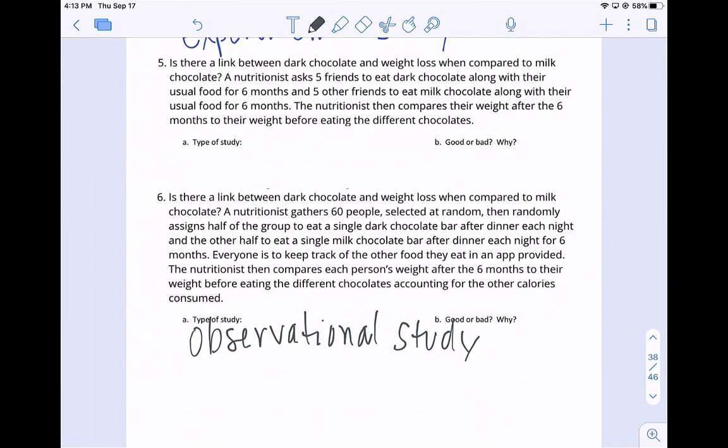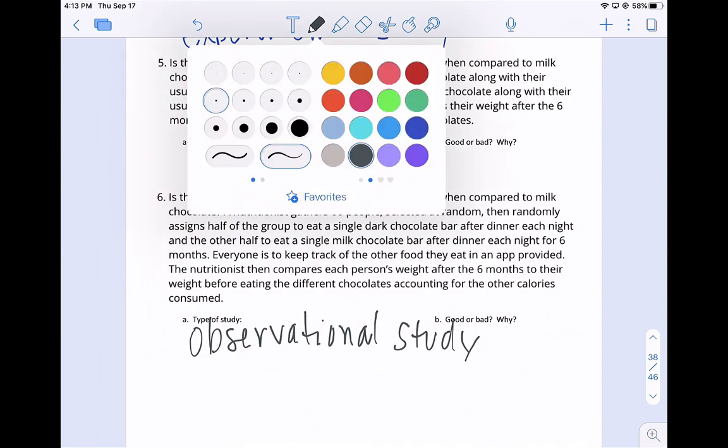You could argue, I guess, because he's also saying you do dark chocolate and you do milk chocolate, that it could be experimental as well. So it's kind of tricky, I would say, for these two. For sure, it's experimental or observational. Compares their weight. Yeah, I would say that both of these. The experiment part is telling them what chocolate to eat, but then the observation part is having them collect data and then the scientist is analyzing it. So I would say that both of these could be experimental.